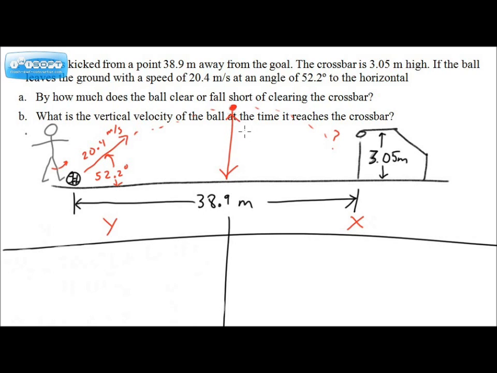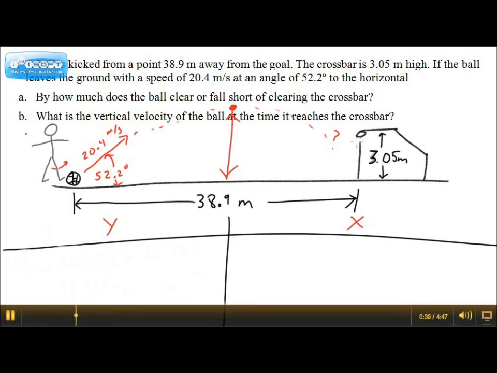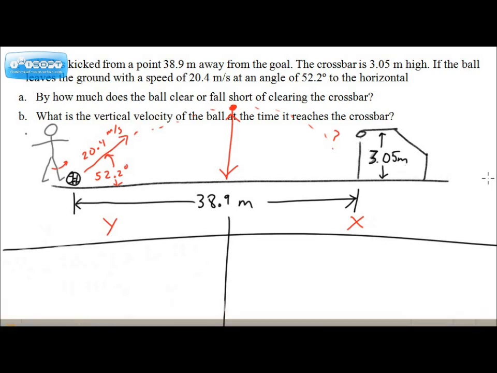How much does the ball clear or fall short of clearing the crossbar? Well, that's the range. So, is the range greater or less than 38.9? Don't know. Let's figure out what the range is. Now, if the range is greater than 38.9, it could be landing underneath that 3.05, or it could be landing way out here. We don't really know. So let's figure out what exactly our range is going to be.